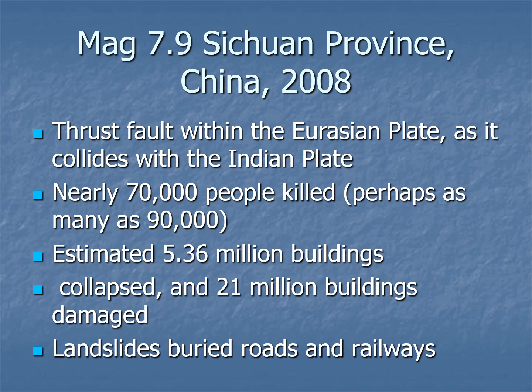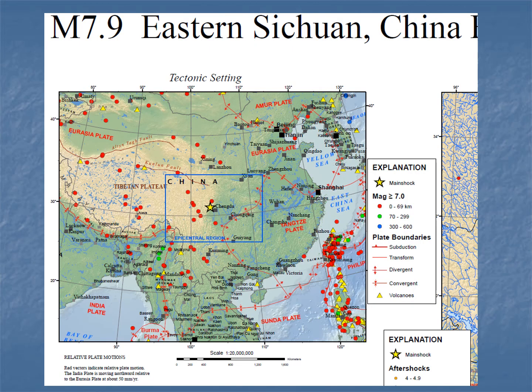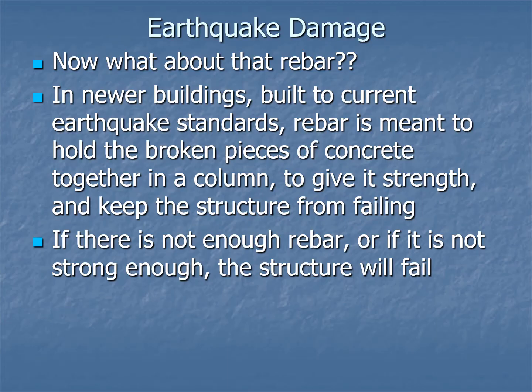So this was a thrust fault, and I mean the death toll here is horrible. No tsunami, but still anywhere from 70,000 to 90,000 people killed. An estimated over 5 million buildings collapsed and 21 million buildings were damaged. This tells you that this is an area where the building codes were not all that great. And then here is a portion of the earthquake poster that the USGS prepared after the 7.9 quake.